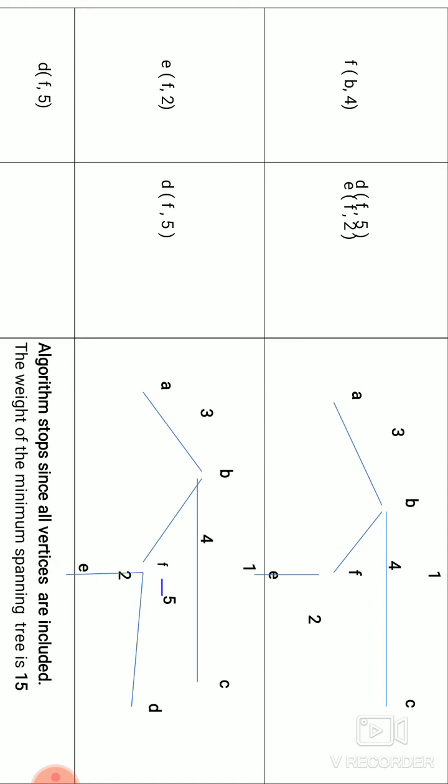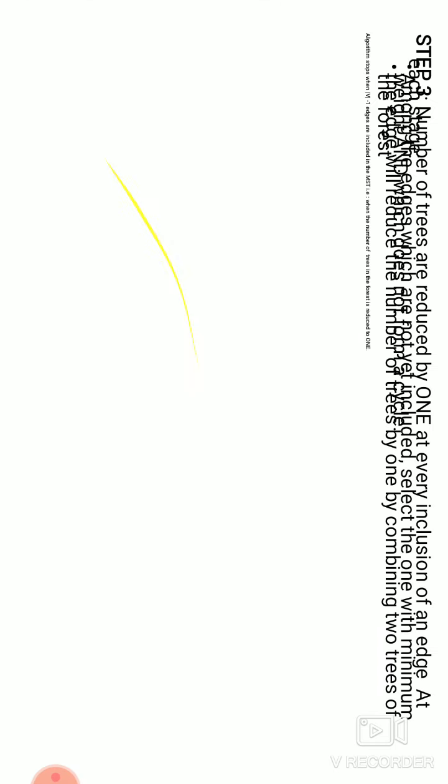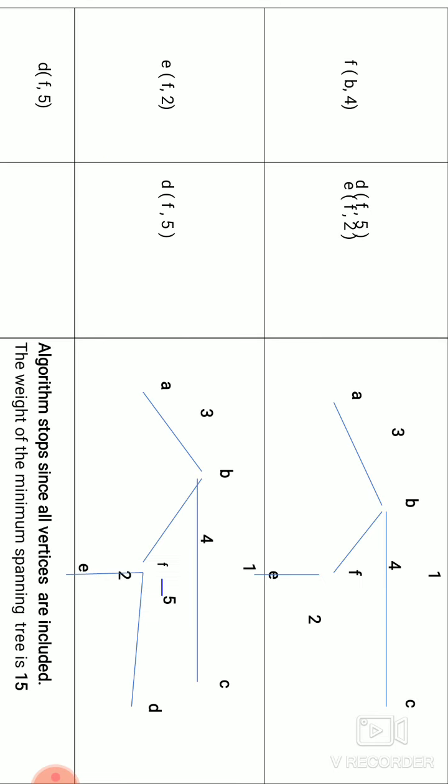So each time you try to add an edge into your tree, check whether it is forming a cycle. If it is forming a cycle, discard the choice, go for the next one. So this is how our Prim's algorithm works. So in the next video, we'll be discussing about Kruskal's algorithm.